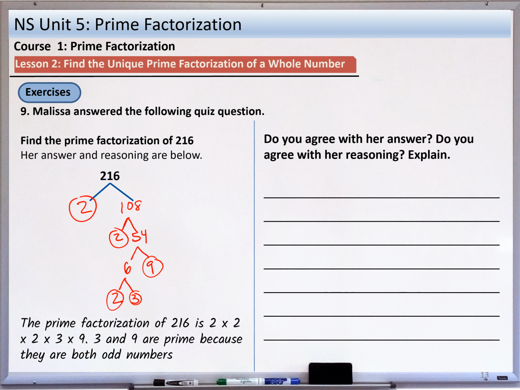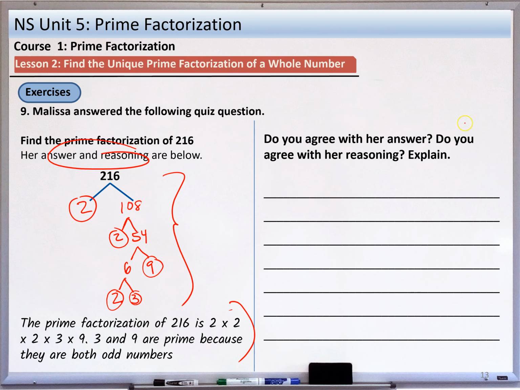So number 9, this is what we call an error analysis question. Melissa answered the following quiz question. Find the prime factorization of 216. Her answer and reasoning are below. And the question is, her answer is here. This is also part of her answer.